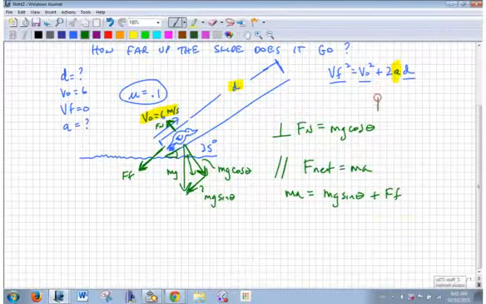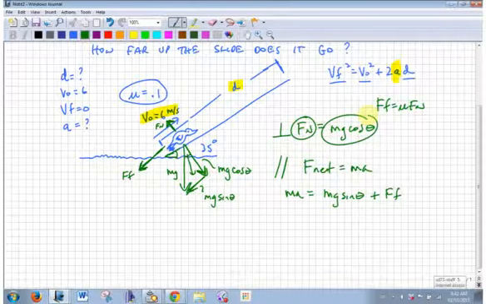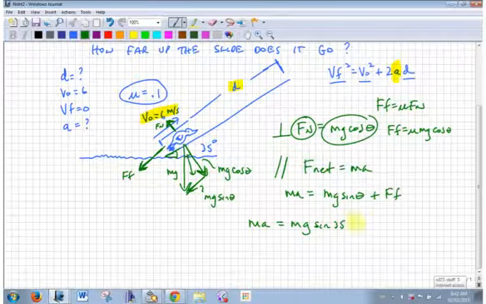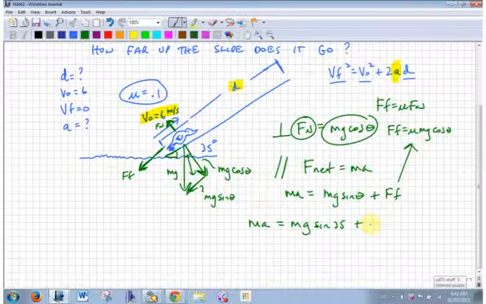So force of friction, we know that as a formula. That's mu Fn. And Fn is mg cosine theta. So force of friction is mu mg cosine theta. So let's throw that down in here. Ma is mg sine, let's put the angle in, 35, plus mu, 0.1, mg cosine 35.